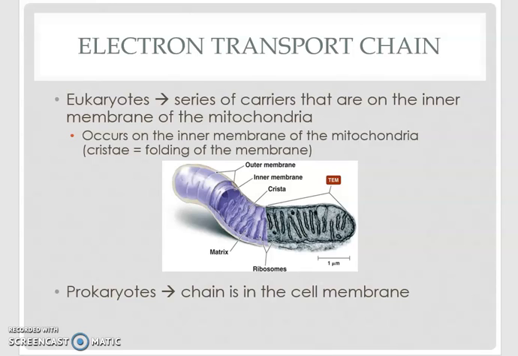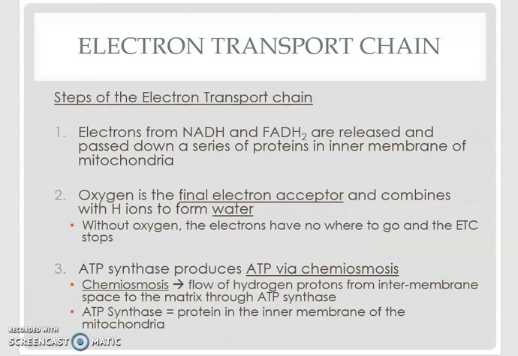For the electron transport chain, we can break it into 3 steps. First, we have the electrons from NADH and FADH2. They're released and passed down those series of proteins. The second step is oxygen as the final electron acceptor. It's going to combine with some hydrogen ions, also from NADH and FADH2, and it's then going to form water. Like I said before, without oxygen, the electrons have nowhere to go, and the electron transport chain will stop.